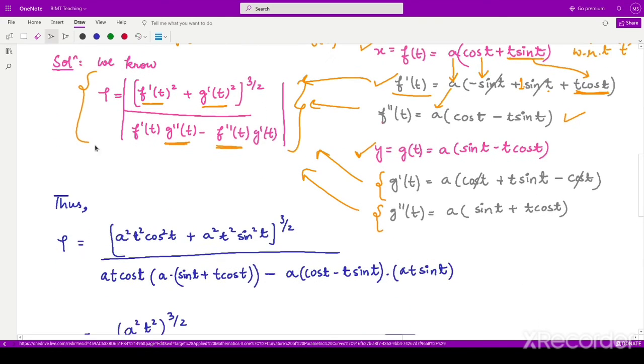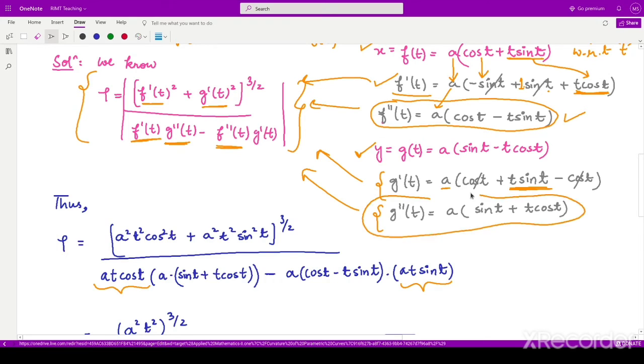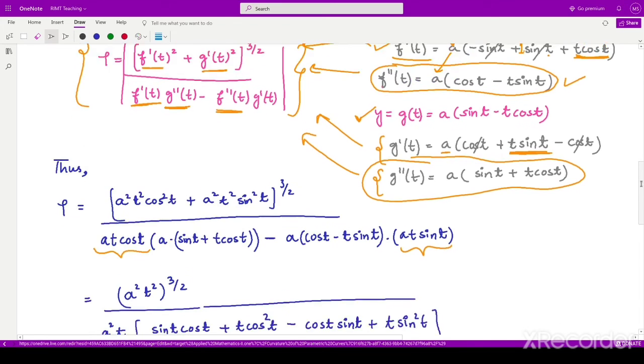Let's see, what do we have? We have f dash t, that is only a t cos t. So its square would be a square t square cos square t, and then g dash t. G dash t is again a into t sine t. So when you square this, you would have a square t square sine square t. So a square t square sine square t whole raised to power 3 by 2. And then here again f dash t is this term, g dash t is this term, then f double dash t is this term, and g double dash t is this term. So you can put all these quantities and you can simplify this.